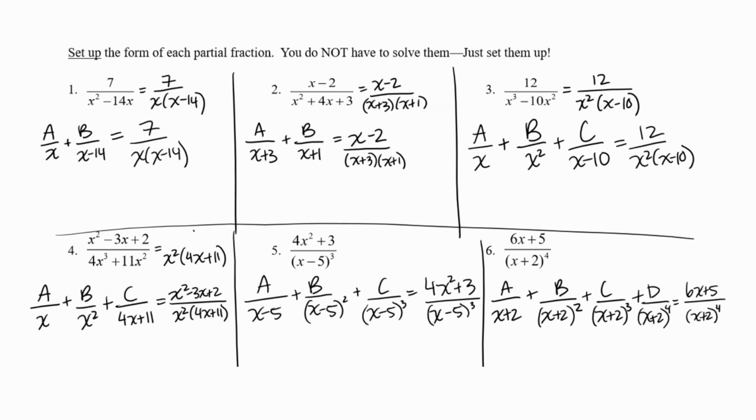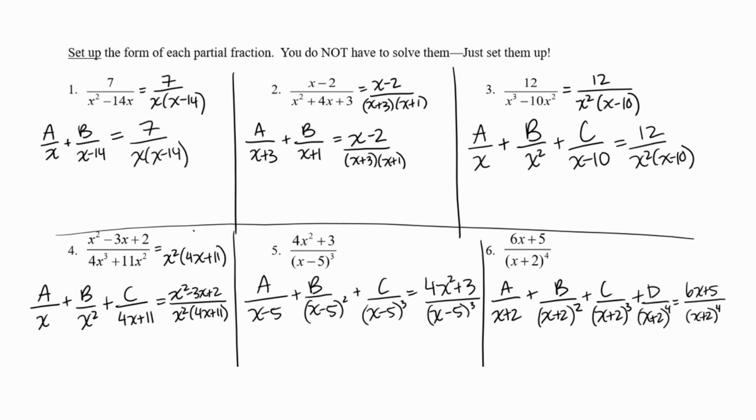Next, we have this cubic equation. We factor it out into x, x squared, and x minus 10. So we have a over x plus b over x squared plus c over x minus 10. Now from here, what we can do is take the numerator and put it over the denominator.